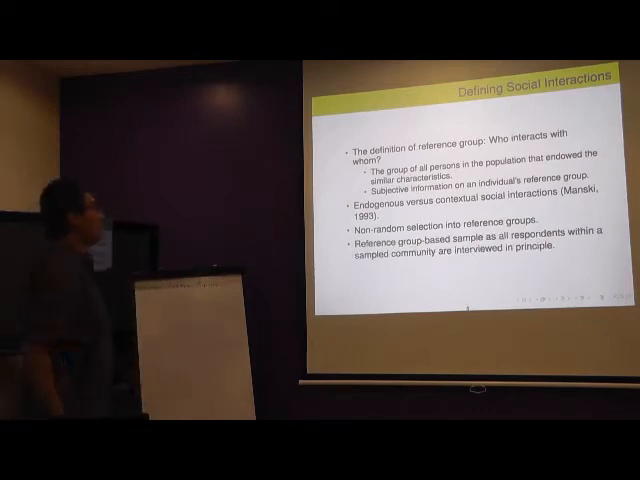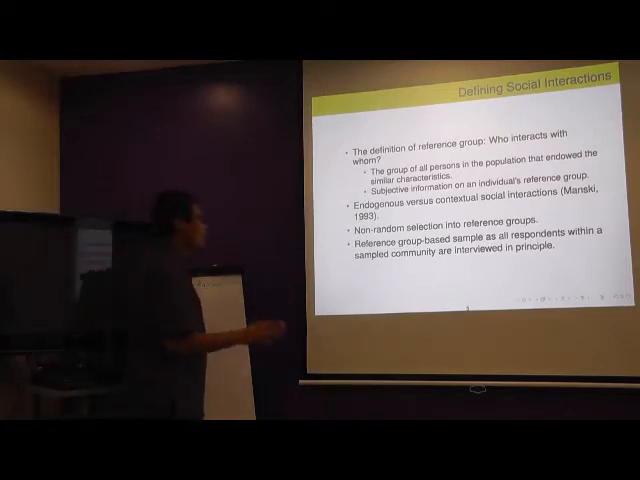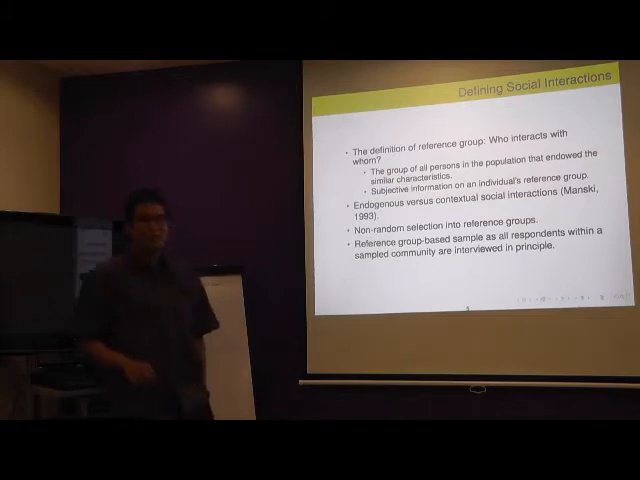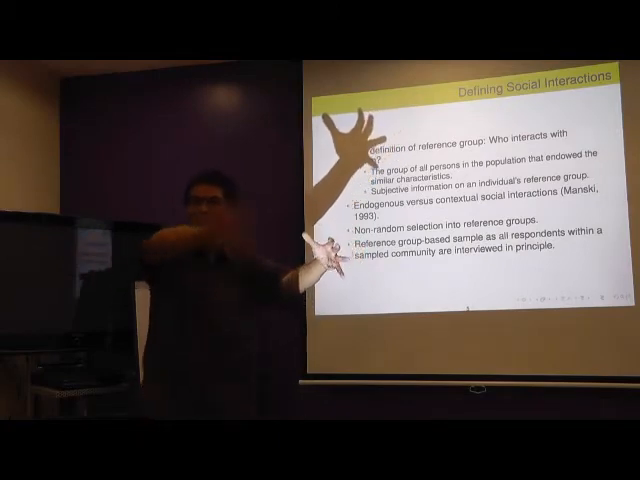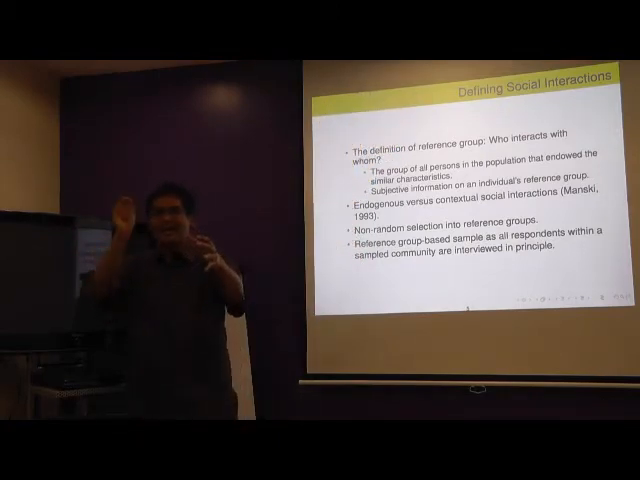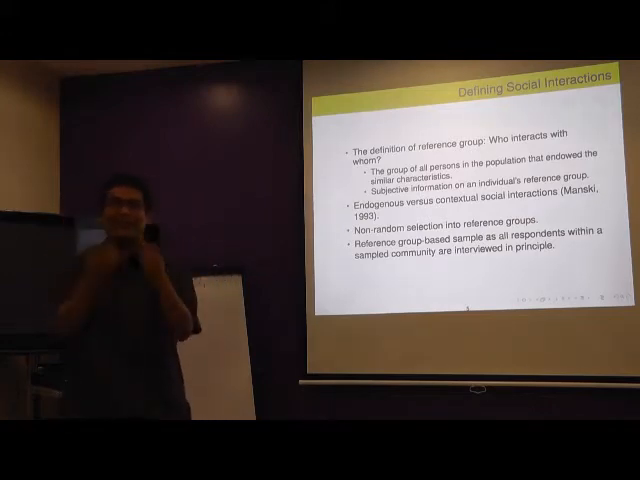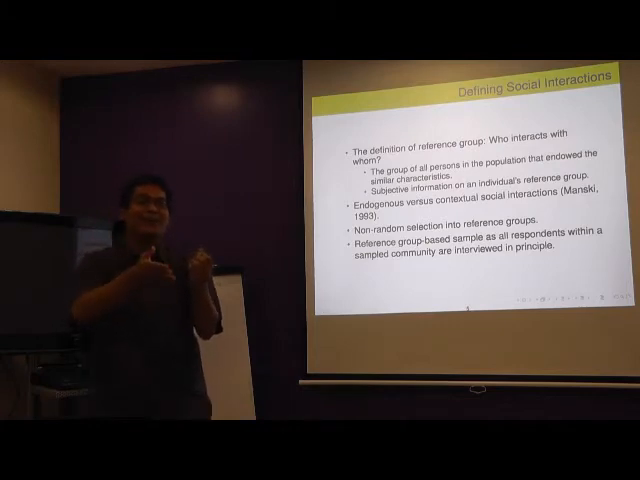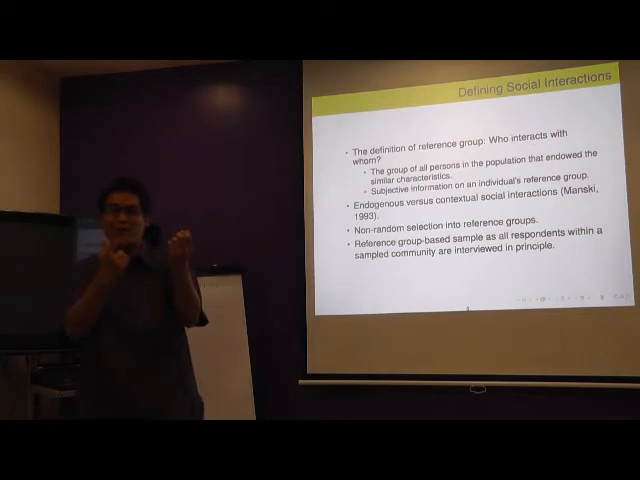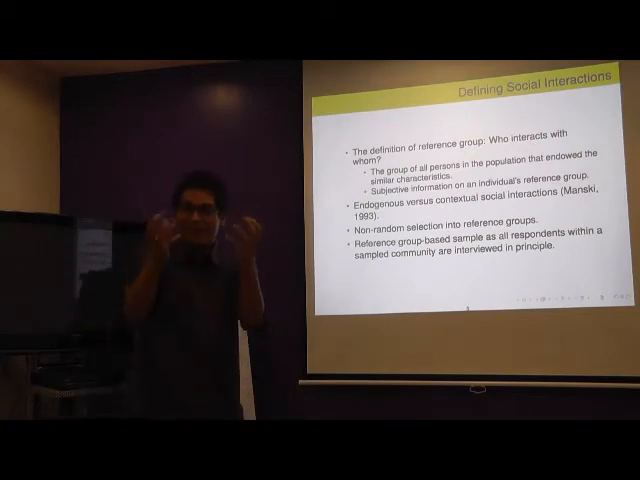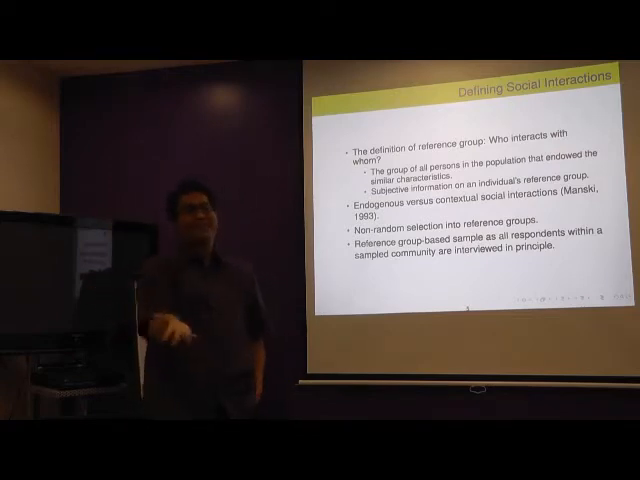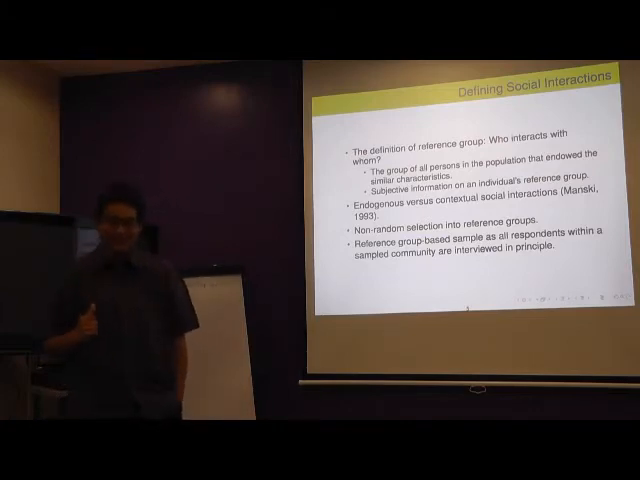To conclude, the way to define social interaction is a reference group based sample, as all respondents within the sample community are interviewed in principle. Basically, the idea is like this. There are 8 people here, 9 including me. Let's say I randomly choose 2 out of 9 and interview them. Then I ask them to provide, let's say, 3 names of people with whom they usually interact. Everybody gives me 3 names, and from those 6 names, again I randomize and choose another 2 from the 6, making sure that they belong to the 8. Then I ask them. So that's basically what I was doing.